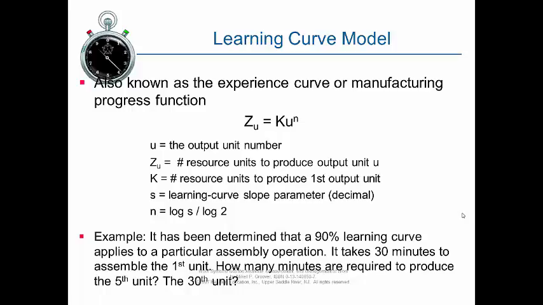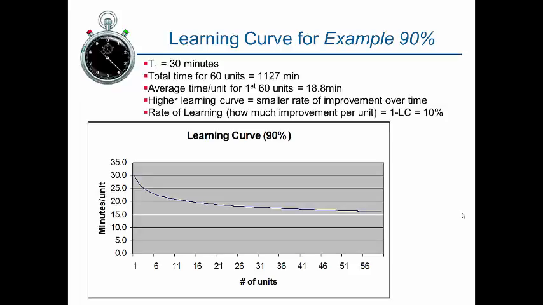Pause the video, but I'm going to go on and show you, I guess the first time you're seeing in this video series anyway, what the learning curve actually looks like. So this is the data from the 90% learning curve problem we just went through. We had the time for the first unit is 30 minutes. That's known as K in our problem formulation or equation. We calculated the total time for 60 units is 1127.6 minutes, so I should really have this as 1128, right? The average time per unit is 18.8, so it's 1127.6 divided by 60.